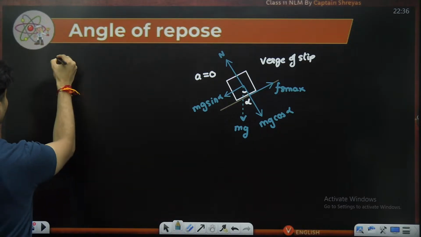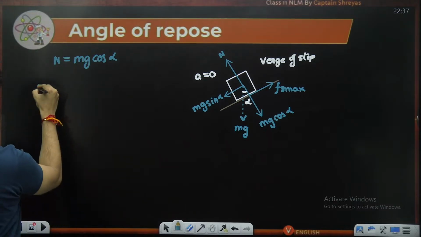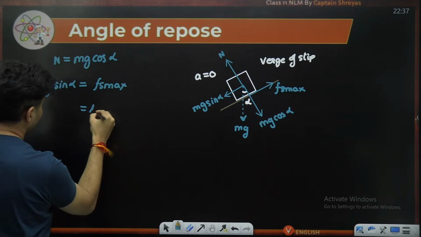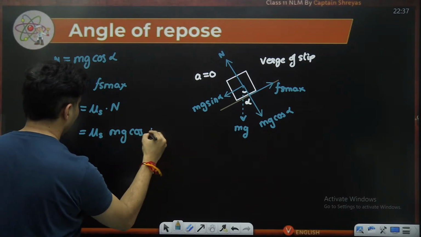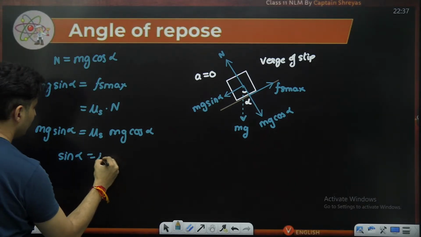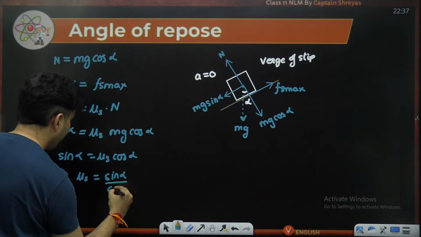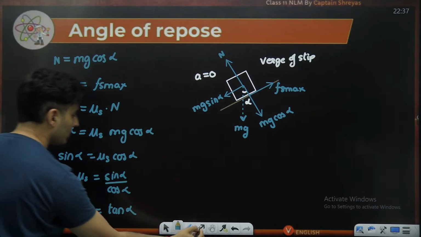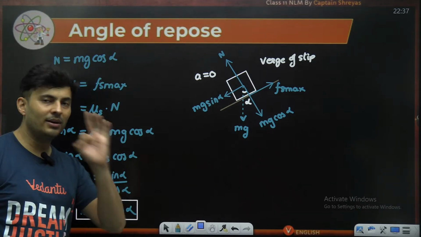See guys, normal will obviously be mg cos alpha, and here mg sin alpha will be Fs max. But Fs max is mu into N, and N is mg cos alpha. So mg sin alpha equals mu s mg cos alpha, mg cancels. So sin alpha will be mu s cos alpha. Therefore, mu s will be sin alpha by cos alpha. Therefore, mu s is tan of the angle of repose. Now, this is a formula which you better remember, guys. Mu s is nothing but tan of alpha.